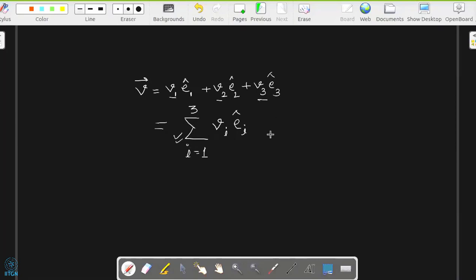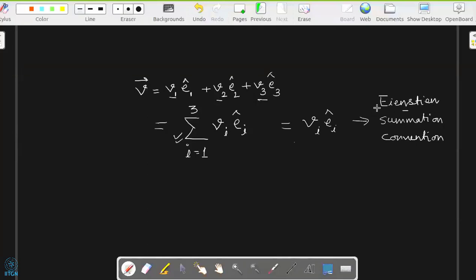If we do not want to carry the summation sign, then can we write this as vi ei? But we know that this is equal to this. So when we are doing this, this is known as summation convention. And it was proposed by Einstein, so it is also known as Einstein's summation convention.